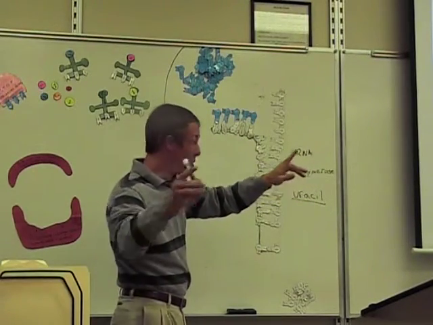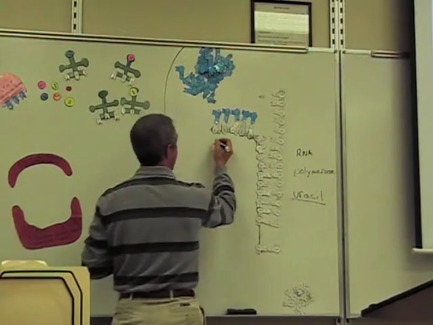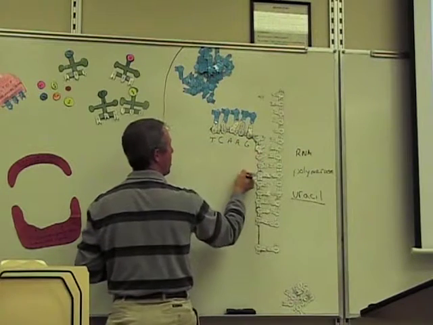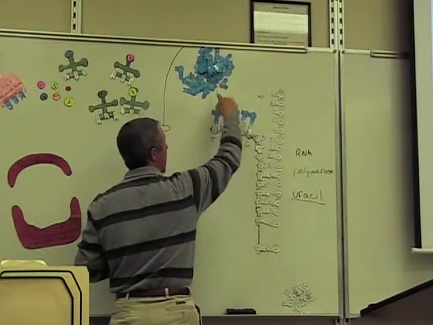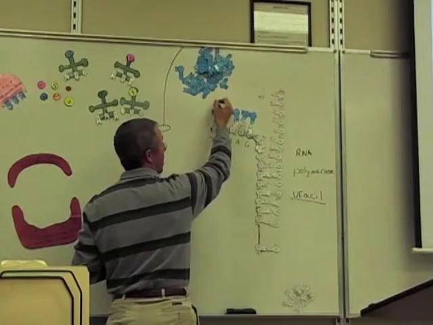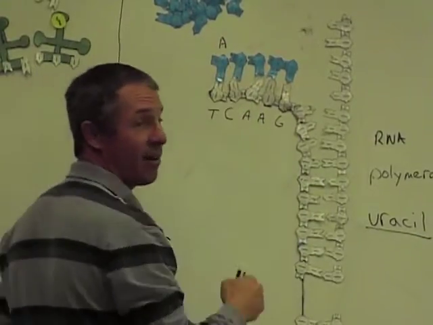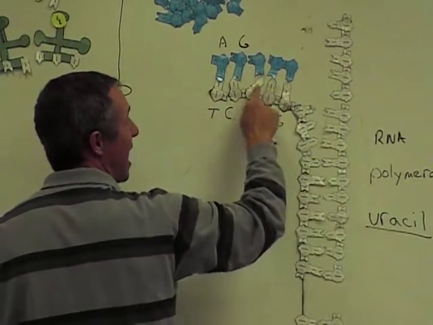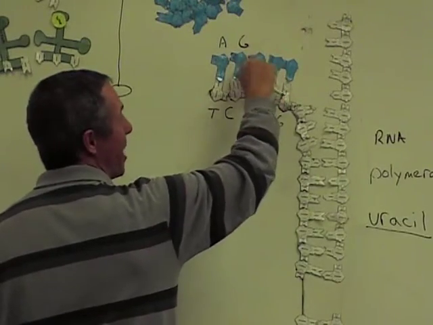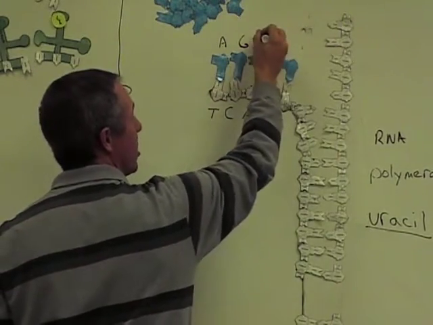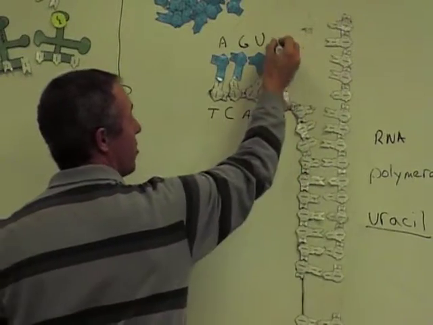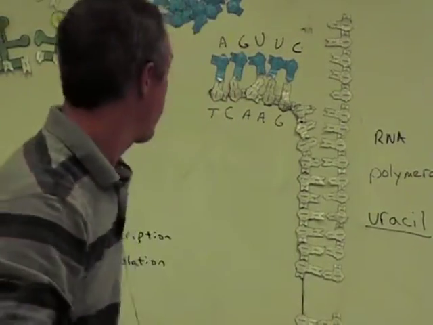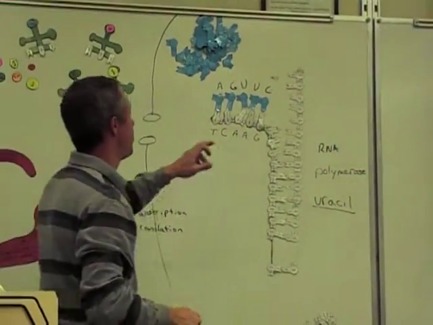So, take a look up here. If this says on the DNA is TCAAG, then what is it on the RNA? What's added to a T? A. A and T go together. What's added to a C? G. What's added to an A? U. Normally you would say T, but RNA doesn't have T, it has U instead. Another U here, and a C here. AGUUC will add to TCAAG.